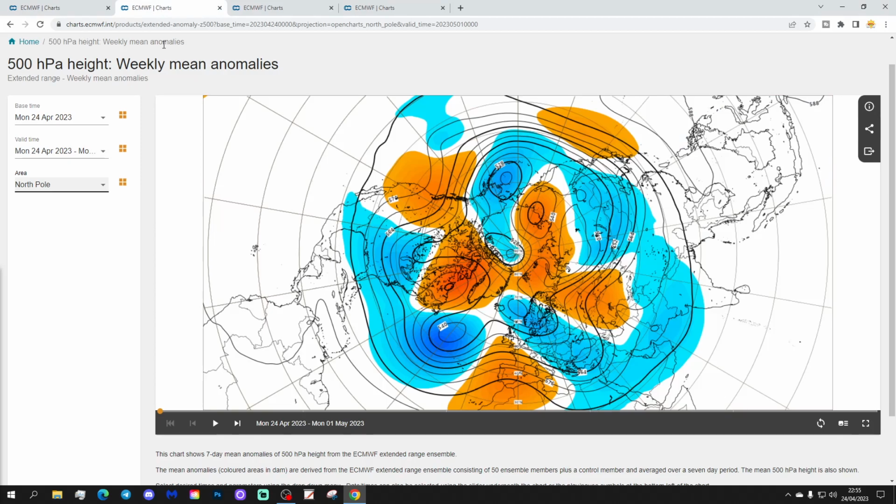How are the 500 millibar heights looking? Well, we can see we've got a trough of below average heights across northern, central and eastern parts of Europe, above average heights in the west and the southwest of Europe, and then more low pressure out in the Atlantic. The jet stream looks like it's going to be doing something a little bit like that.